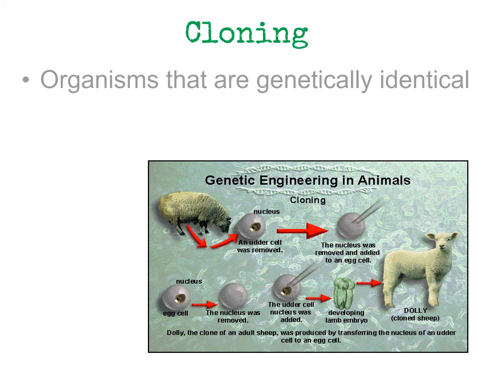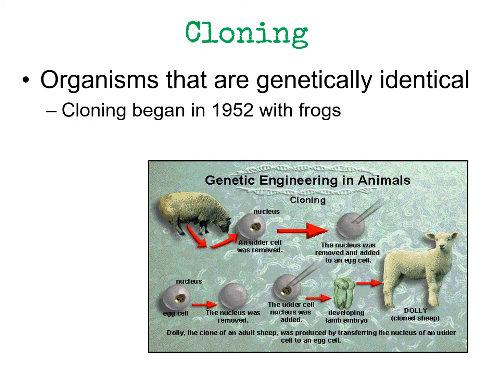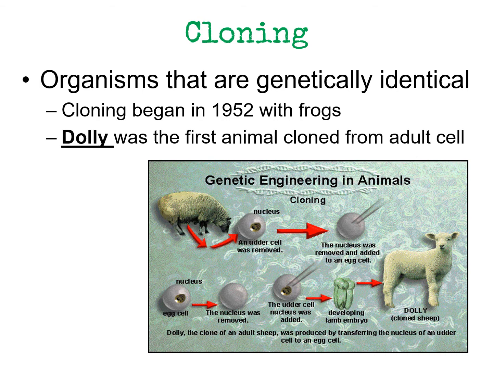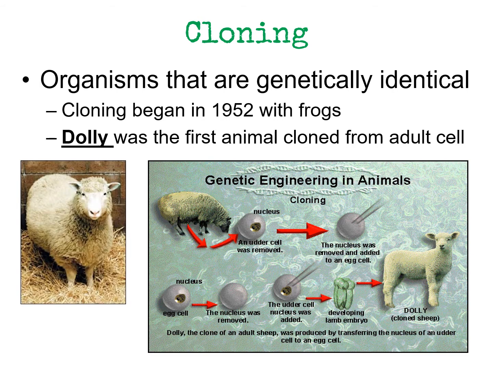Cloning. Organisms that are genetically identical. You may have also seen this with identical twins. Cloning began in 1952 with frogs. However, Dolly was the first animal cloned from an adult cell. And there's Dolly right there.